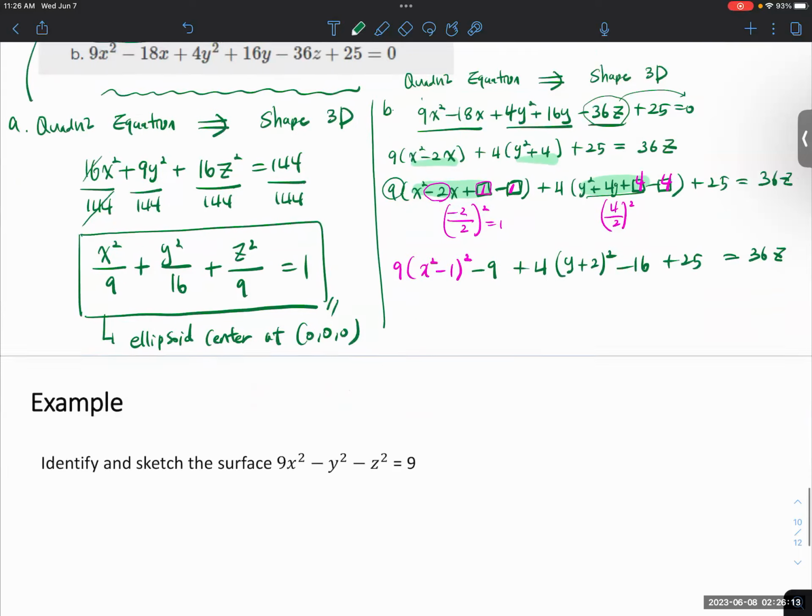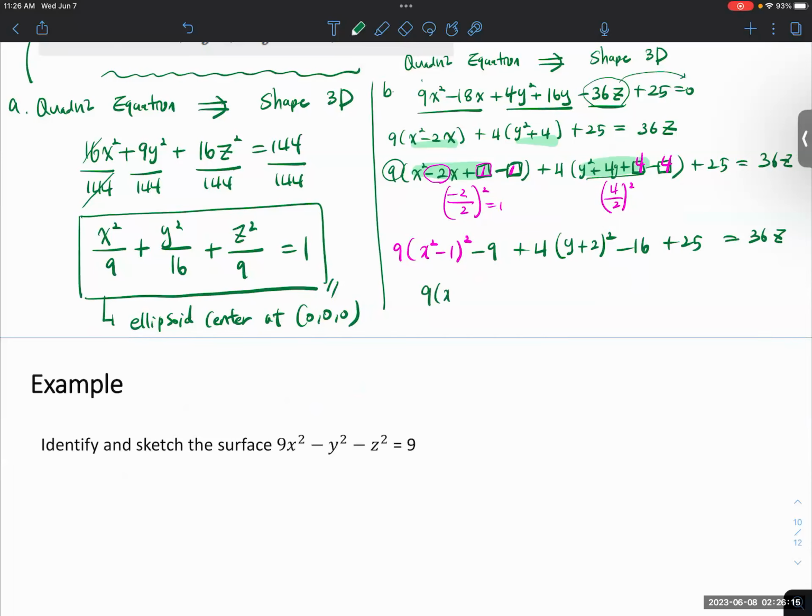So I'm going to simplify. What happened? 9x, there's no x, there's (x - 1)², (4y + 2)². And if you're adding that number, what happened? -24 plus 25. Actually, it's -25, it's going to be all 0. So we have only 36z.